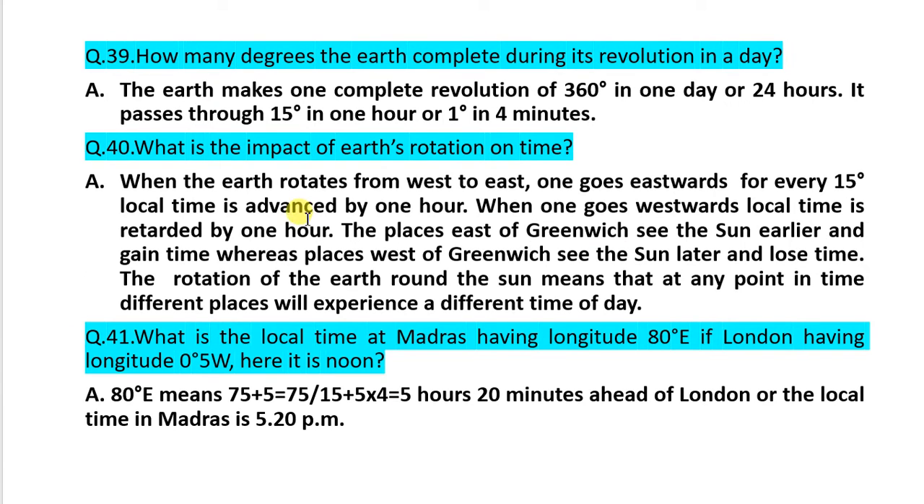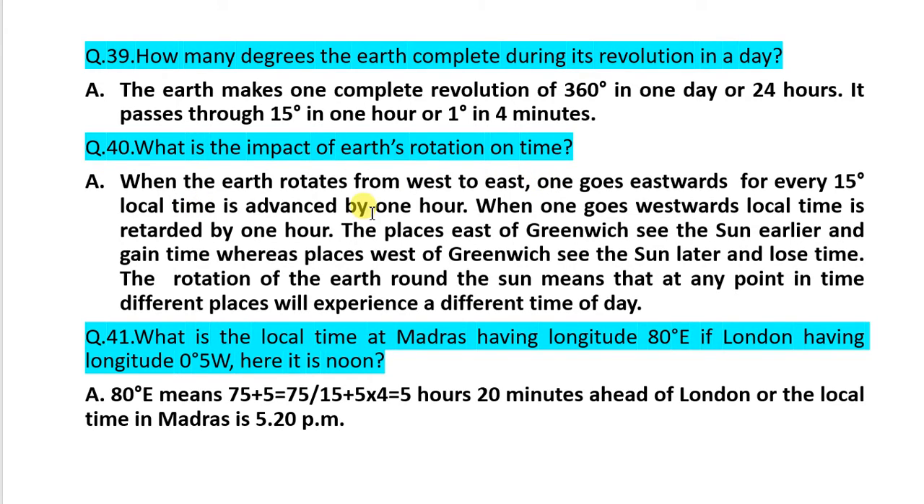Next question. How many degrees does the Earth complete during its revolution in a day? The Earth makes one complete revolution of 360 degrees in 1 day or 24 hours. It passes through 15 degrees in 1 hour or 1 degree in 4 minutes. Next question. What is the impact of Earth's rotation on time?